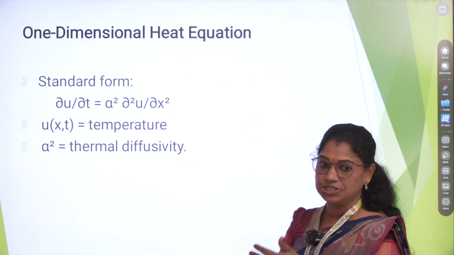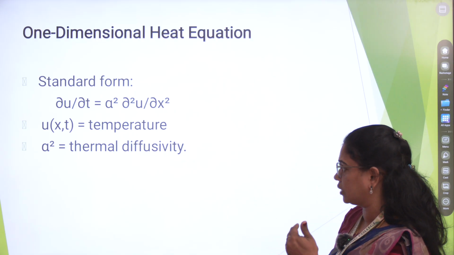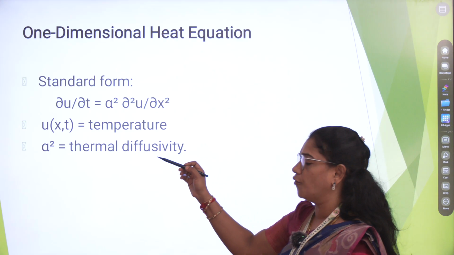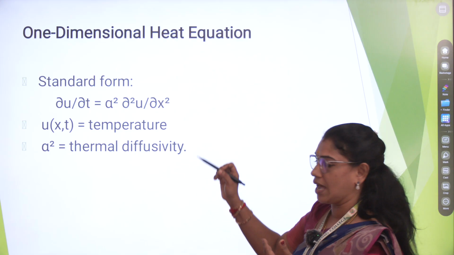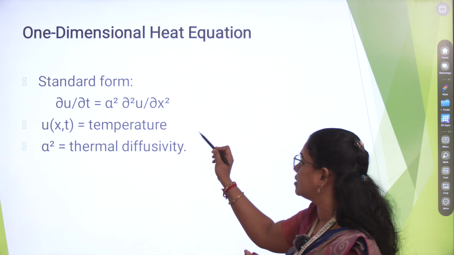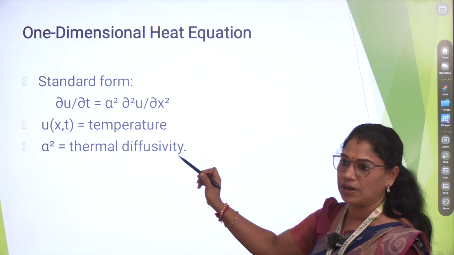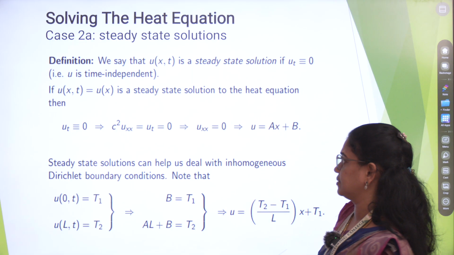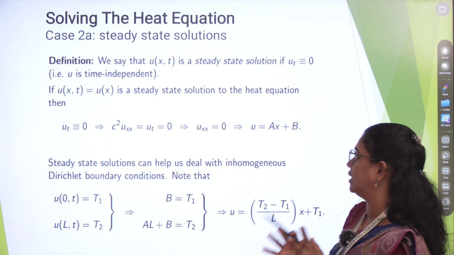Next, the initial and boundary conditions. The function u of x comma t, where t is time, represents the temperature. Alpha square is the thermal diffusivity. Next, solving the heat equation.